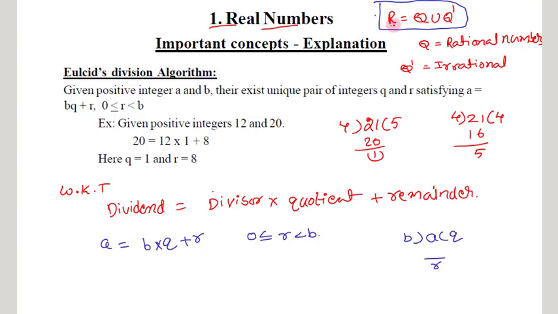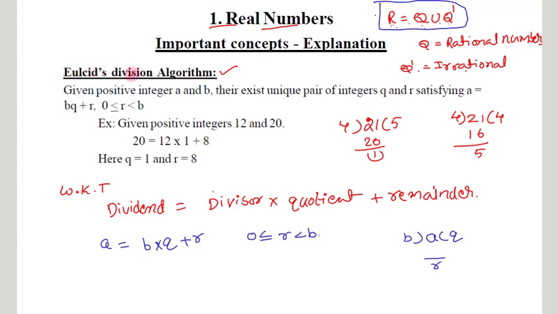Real numbers are represented by R, and the set of real numbers is a union of rational numbers and irrational numbers. That means R is equal to Q union Q dash. Here Q means rational numbers, Q dash means irrational numbers. And what are the important concepts that we are going to discuss? The first concept is Euclid division algorithm.